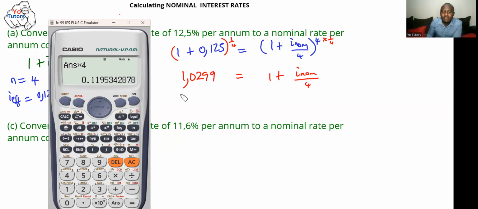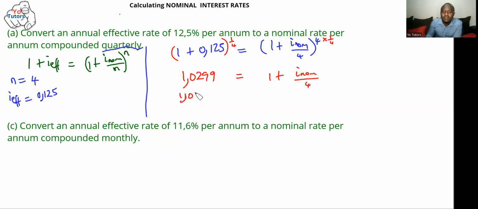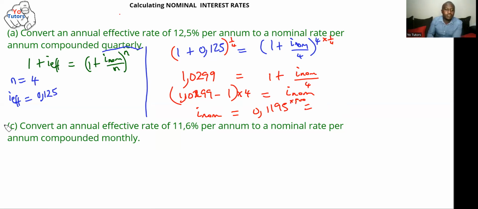So here it means that we're going to say 1.0299 minus 1, times 4, is going to give us I nominal. So here I nominal is going to be equal to 0.1195, which we multiply by 100, which is going to be equal to 11.95% per annum compounded quarterly. Okay, it's going to be per annum compounded quarterly.